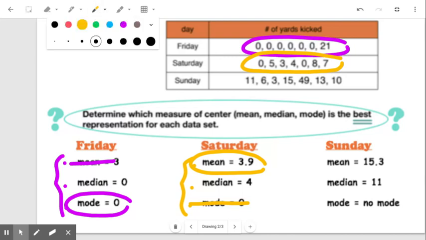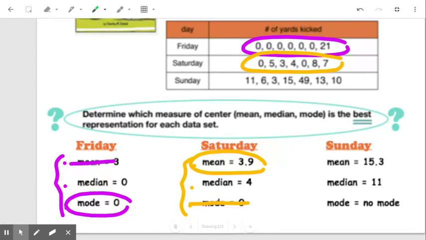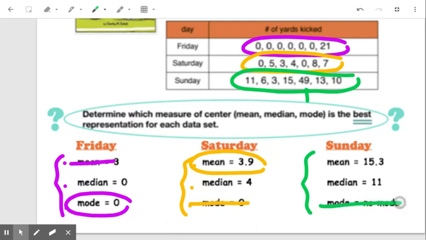When we look at this last example, and we look at Sunday, and I ask you which measure of center is best representative of this data. If you look at this data, my low is 3, and it goes 3, 6, 10, 11, 13, 15, and then there's this one big 49 stuck in there. So when I look at this, first of all, there's no mode, so I cannot use a mode to represent this data. I have to go between my median and my mean.